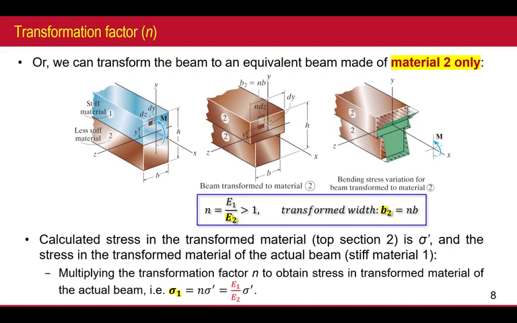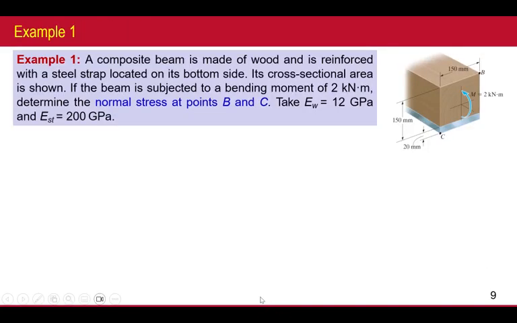It's from the transformed material. So that's why we use prime to mention these things. Okay, we can show you an example to show you how this will happen. A composite beam is made of wood and is reinforced with a steel strip located on its bottom side.